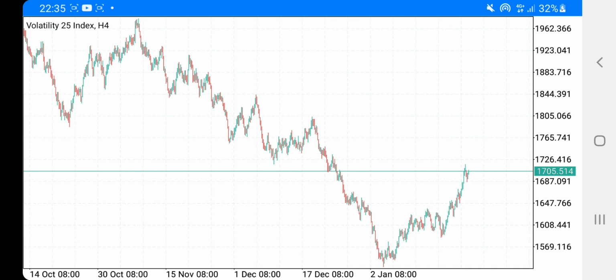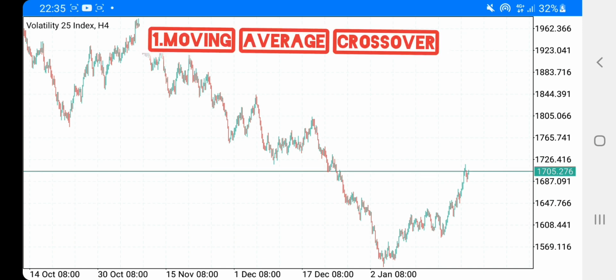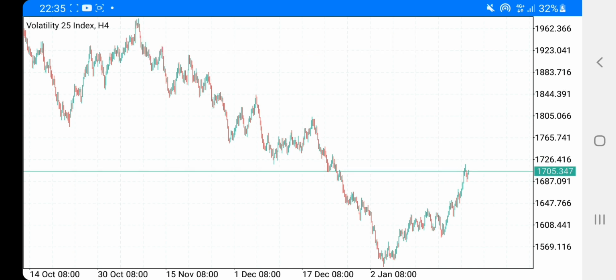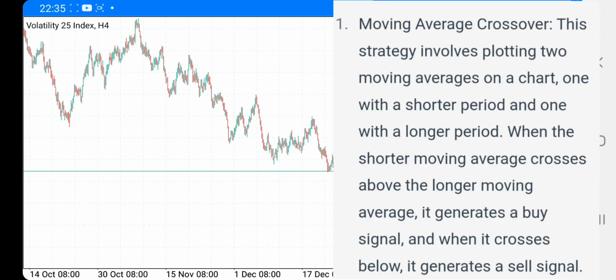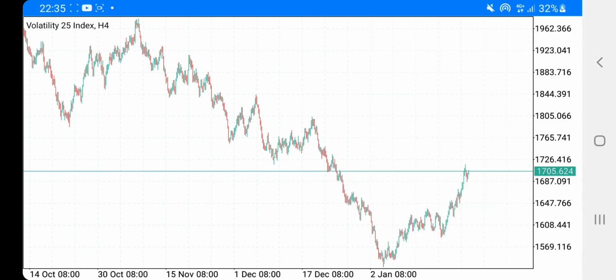Okay, ladies and gentlemen, so the first kind of strategy used by most profitable traders is known as the moving average crossover. Now, the moving average crossover, ladies and gentlemen, is basically 2 moving averages that usually cross each other's paths to determine whether the market is going to go in an uptrend or in a bearish trend. Now, with that being said, ladies and gentlemen, I'm going to just show you real quick how it works.